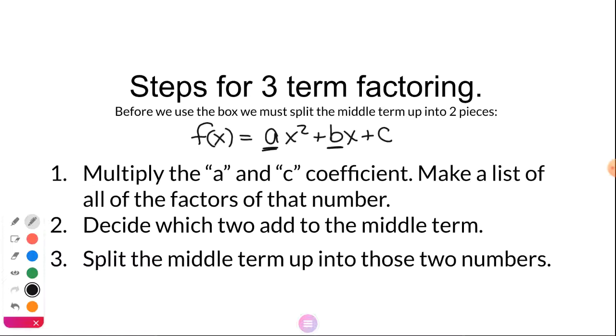So when we multiply a times c, we're going to make a list of all of their factors so that we can compare that with our middle term and see which one adds up to whatever our a times c is. So let's do some practice.